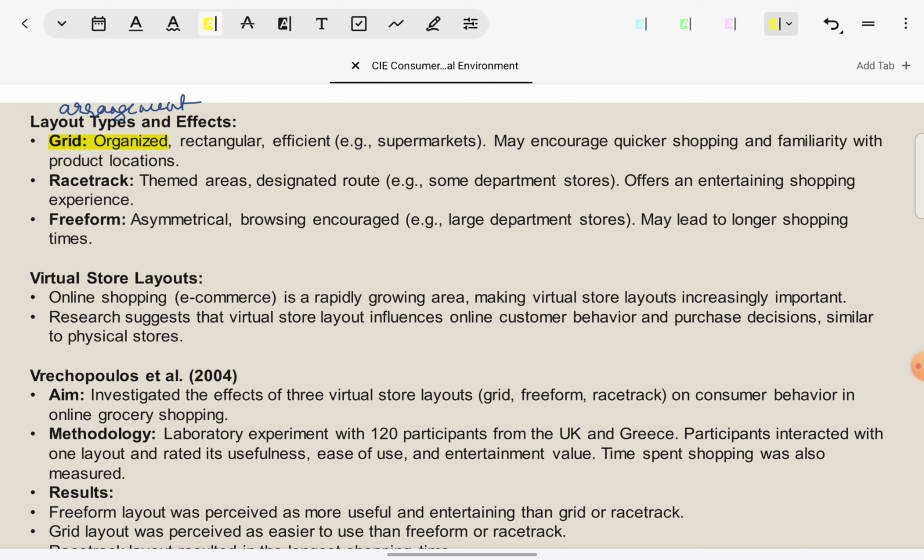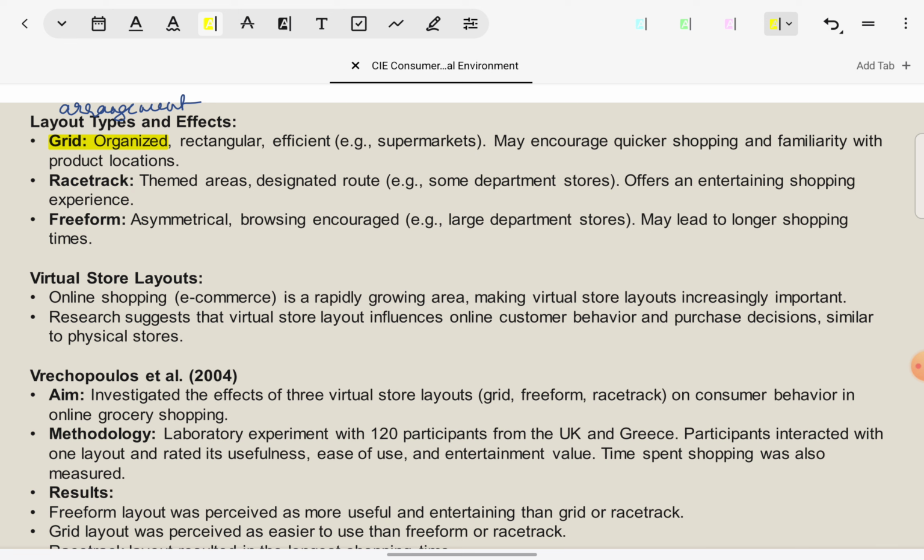I strongly recommend either the book by Professor Roberts for this or the book by Professors Russell et al. Very good pictures are given of these layouts. I think they're from the original study by Vrechopoulos et al. They really help you to understand better. I have not displayed those images here. You can find them in the textbook. So you'll be able to see visually exactly what a grid layout looks like.